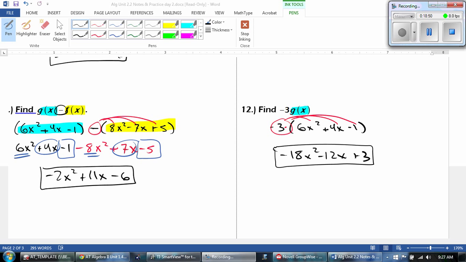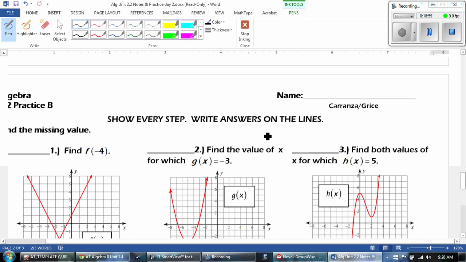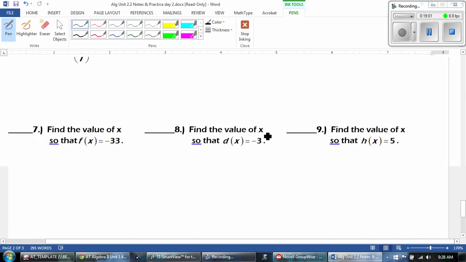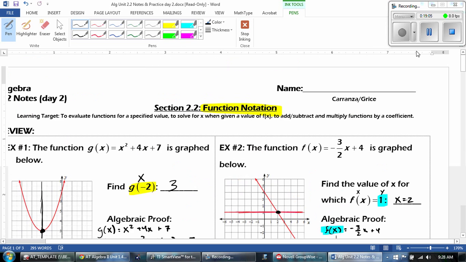So, your homework is 2.2, practice B, which is right here. You're doing the same type of things that we did. If you have any questions, please come find Ms. Carranza or myself. We would love to help you out.